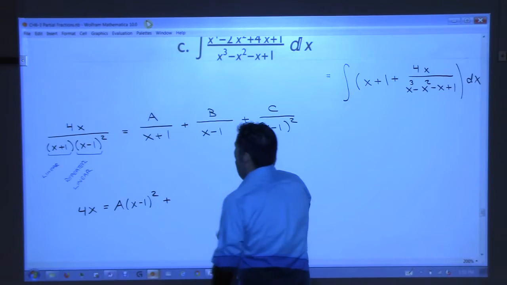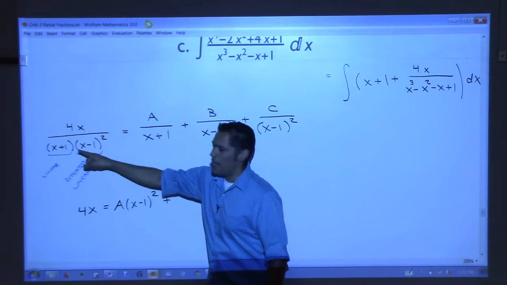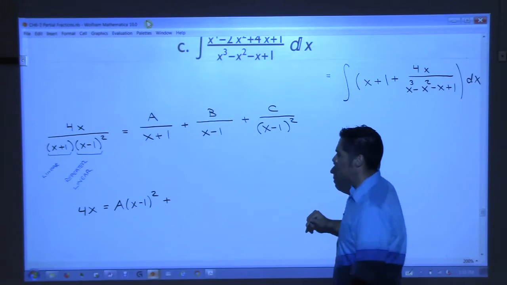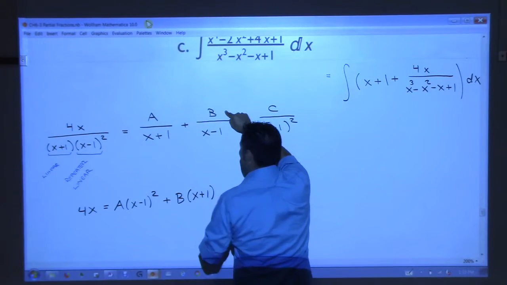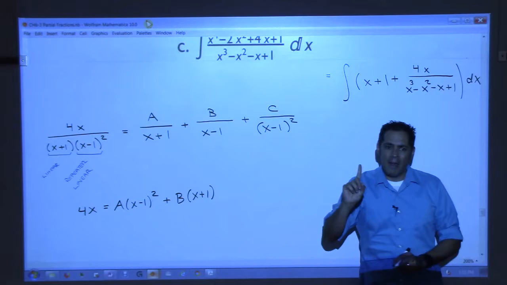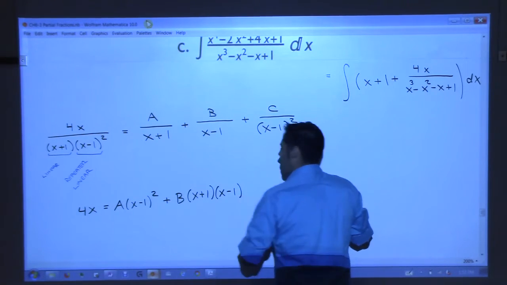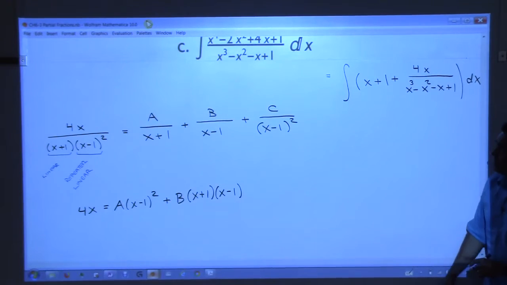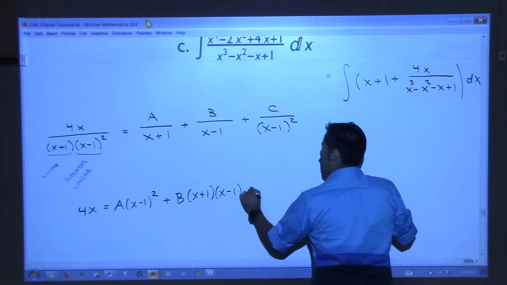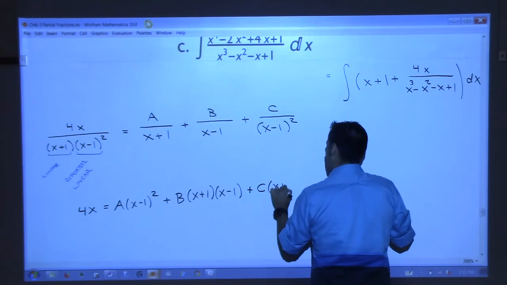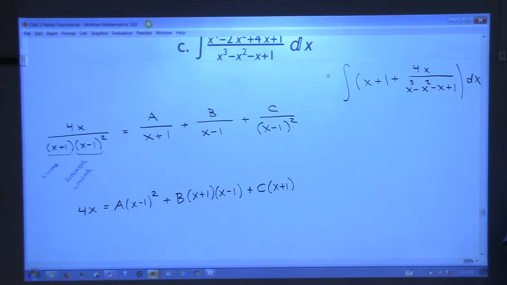Plus, if I multiply this by this, the x plus 1 does not cancel this time, right? So I have the b there. The x plus 1 does not cancel. How about the x minus 1? Only one factor cancels. So you still have a factor of x minus 1 here. Y'all see that? And then on the last one, when I multiply this by that denominator, the c is still there. The x plus 1 does not cancel. The x minus 1 squared does. So that's where we are.